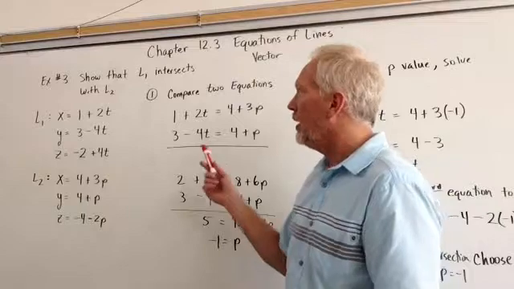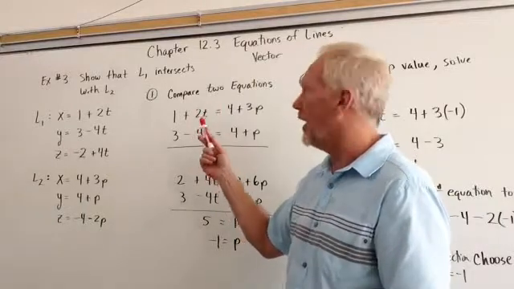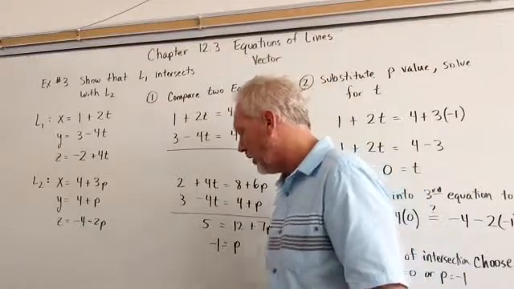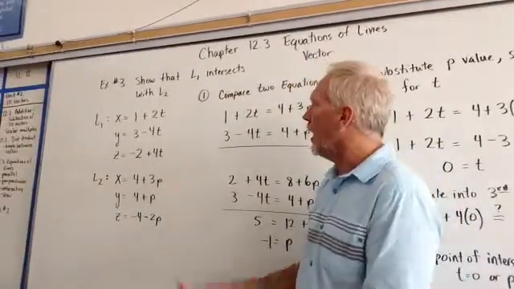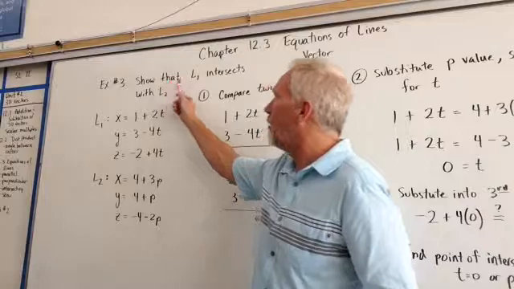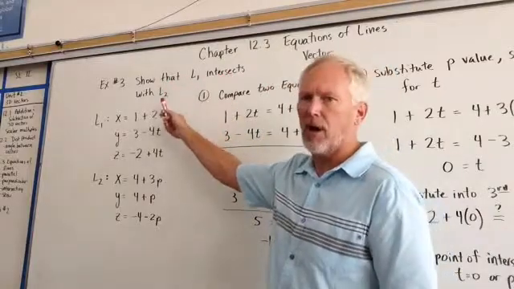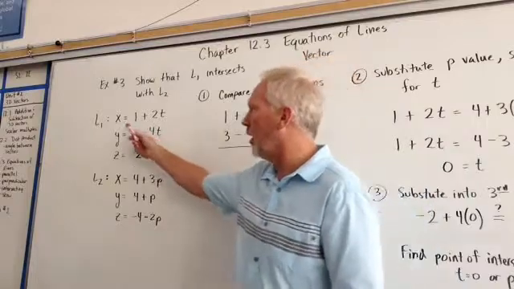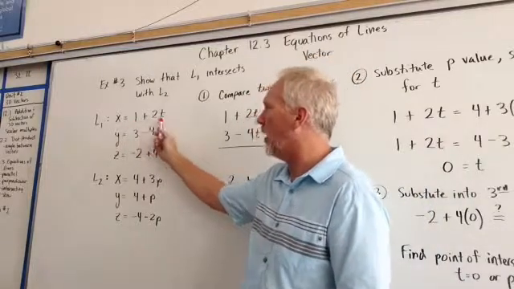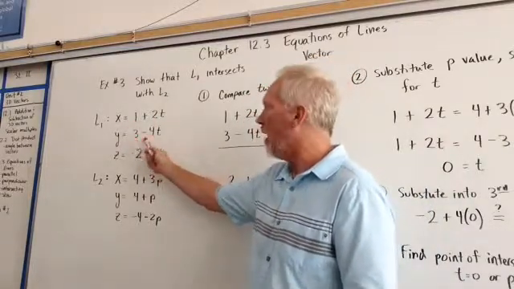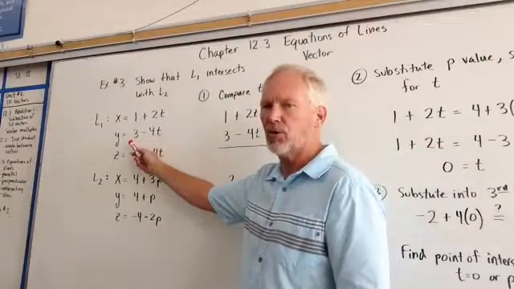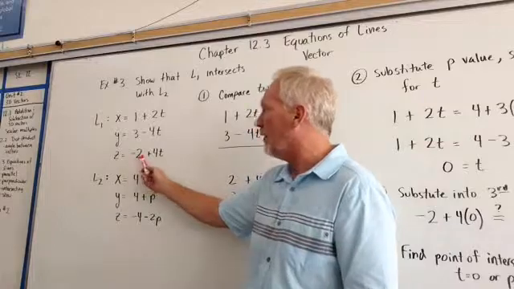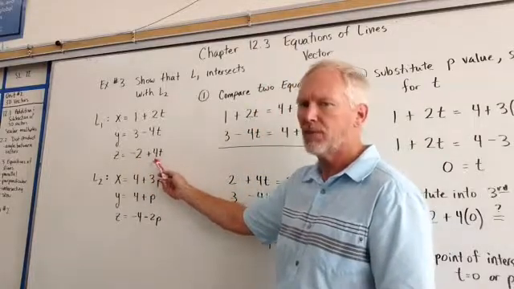So now we'll find out if two lines L1 and L2 intersect. How do we show that? So let's see. We have L1. It says, example 3, show that L1 intersects with L2. Here are the parametric equations for each. L1 has an x of 1 plus 2t, y equals 3 minus 4t, z is negative 2 plus 4t.